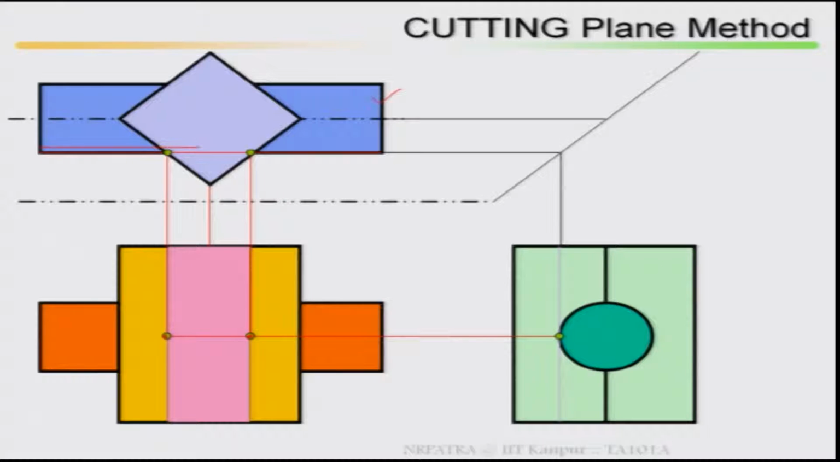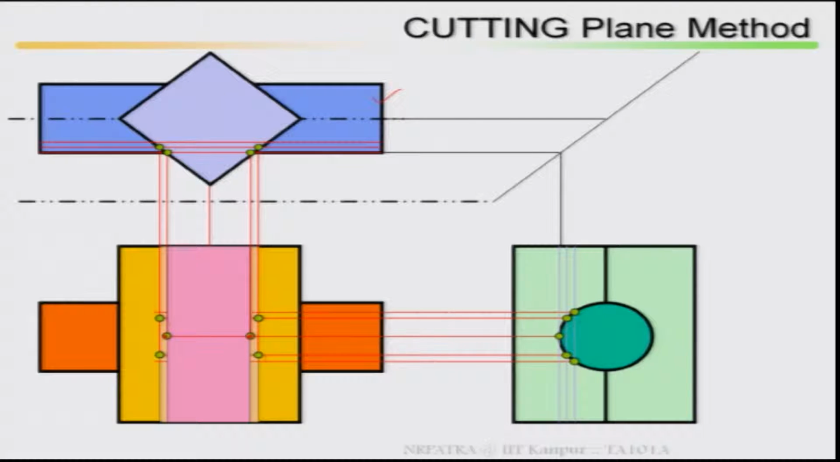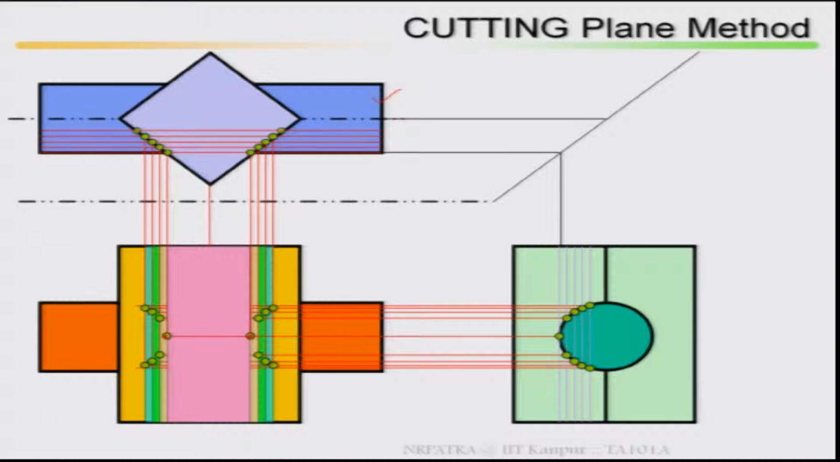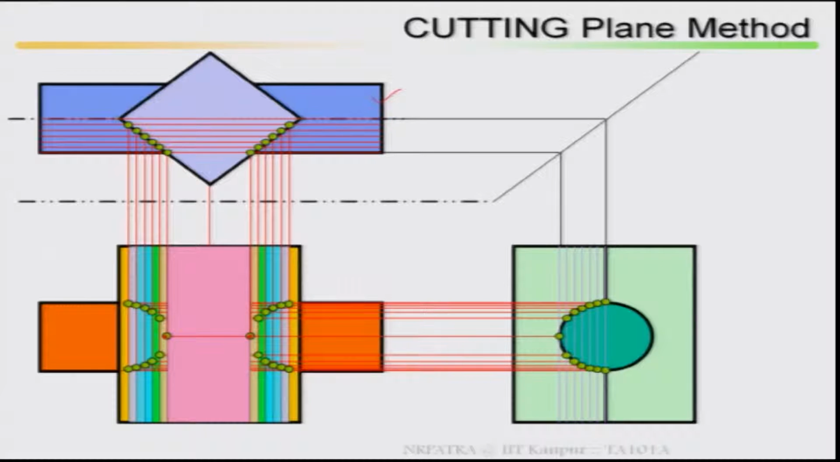Then take another cutting plane, the same procedure you follow, mark it, then take another cutting plane, the same procedure you follow and continue. By doing this, if you continue one by one, then you see at the interface how your surface looks like. This is at the interface, particularly intersection of two solids, at the interface how your surface looks like.